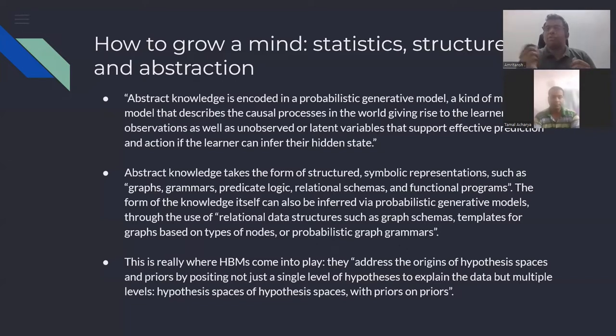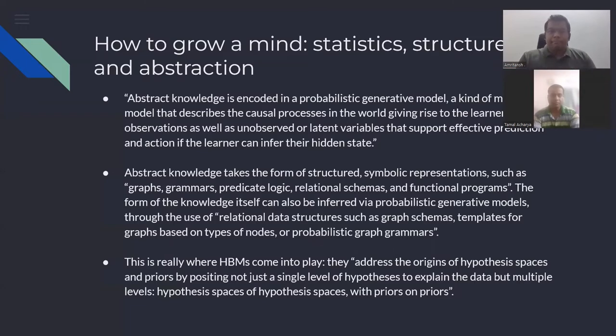They address the origin of hypothesis space priors by positing not just a single level of hypothesis to explain the data, but multiple levels of hypothesis space, with priors on priors. Because as things happen in sequence, there are priors built in our real world. An application of these priors, as you might understand in the Bayesian equation, would help you estimate the posterior far better than just simply the likelihood.